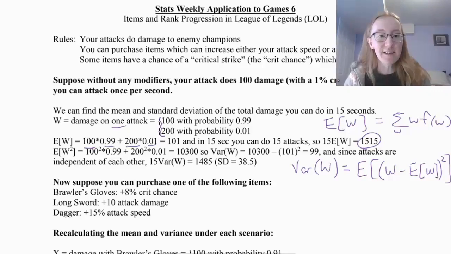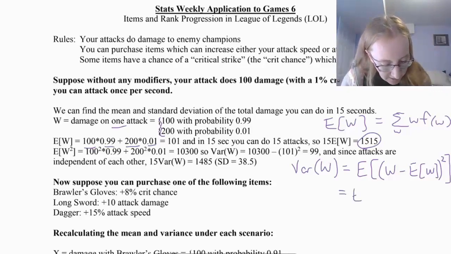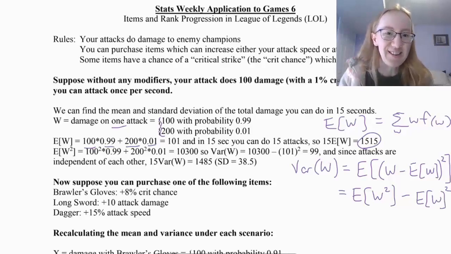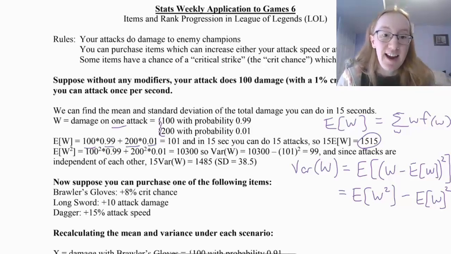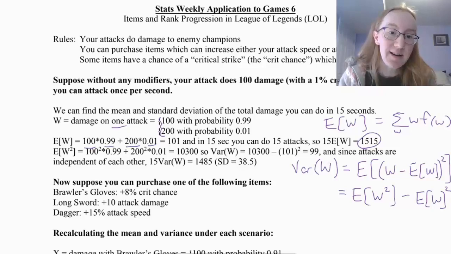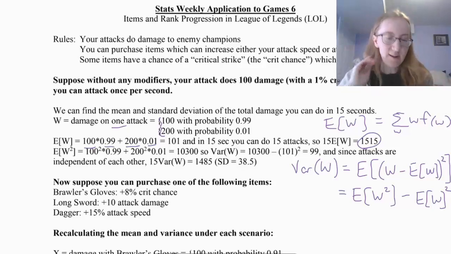But what we can do is expand this square and then rearrange, and we end up with the following. We get E of W squared minus (E of W) squared. And again, notice the first squaring is happening on the inside, the second one is happening on the outside. And those are different things because squaring is not a linear function of the random variable, and so this is not going to be 0.